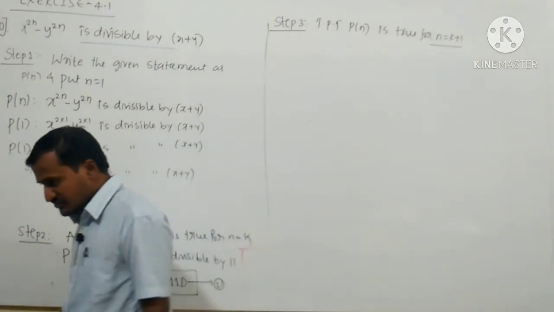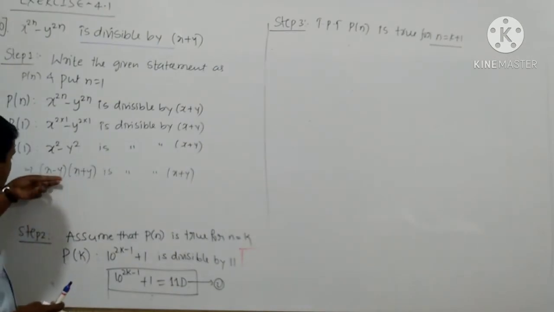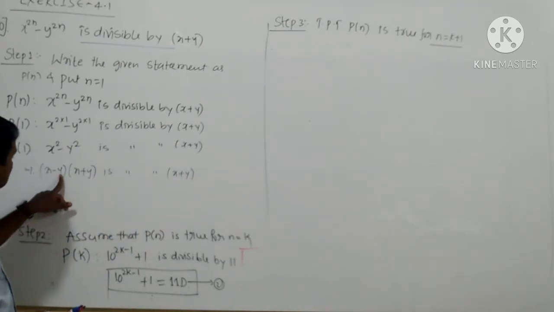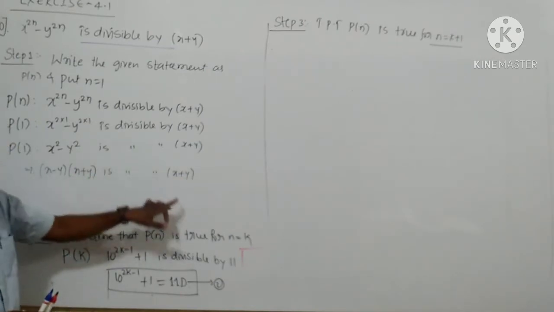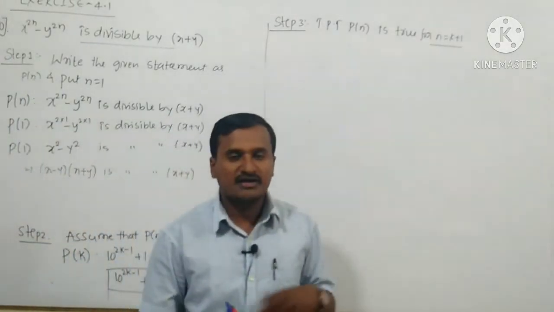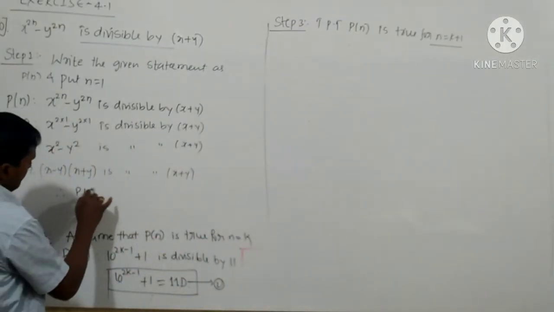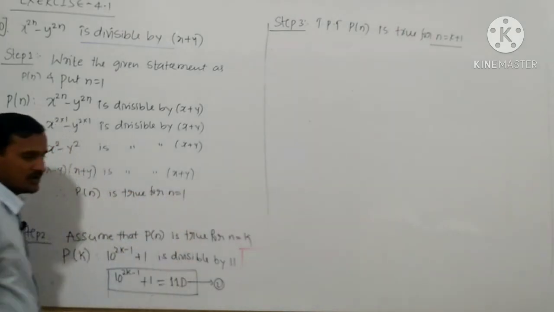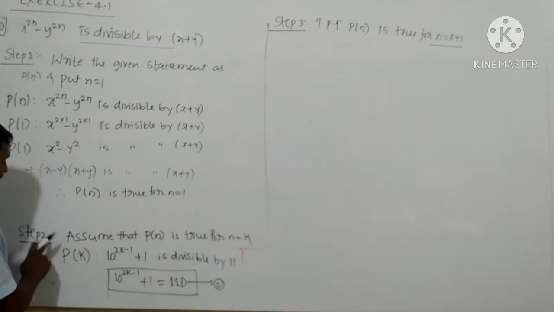Okay, here you should see that this x minus y into x plus y is there. So clearly it is divisible by x plus y, because x minus y into x plus y, this whole divided by x plus y means x plus y and x plus y will get cancelled. It means that x minus y into x plus y is divisible by x plus y. So therefore P of n is true for n is equal to 1. Okay, right. Clearly this term is always divisible by this term. Okay, right. Next, step 2.